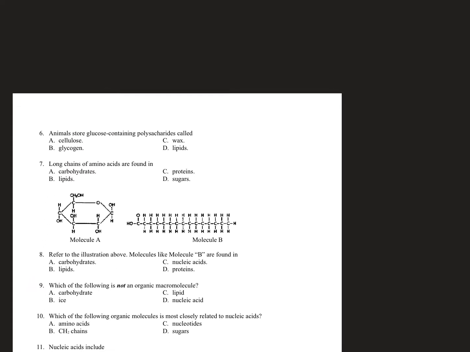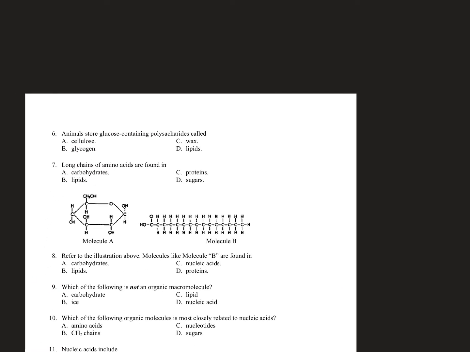Let's take a look at the next one. Animals store glucose containing polysaccharides called what? B, glycogen. And we said that animals use glycogen. We said plants use cellulose for structure. We said wax is a form of lipids, that plants actually produce wax for their leaves. Things like aloe vera is the example we used in class.